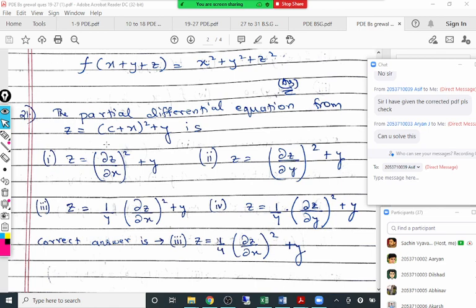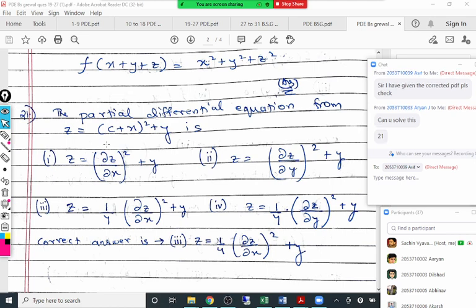Which one, Aryan, you want to solve? You want to see 21? Yes, it is so simple. It is one of the simple questions.